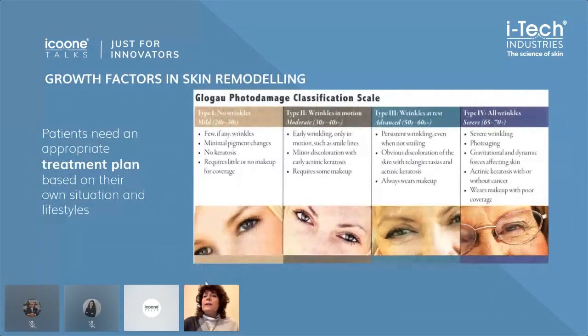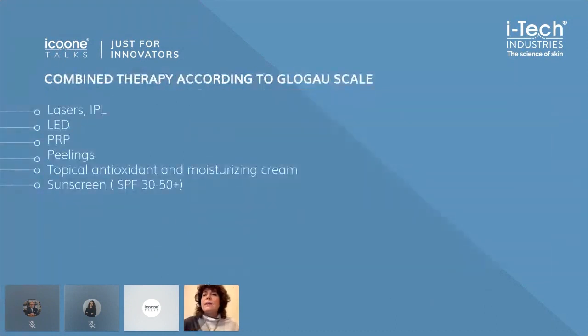Obviously, each patient needs an appropriate treatment plan based on their own situation and lifestyle according to the GLOGO scale. Combined therapies for skin aging and laxity include lasers and IPL technologies, LED devices, and injection of PRP, platelet-rich plasma, or fillers, and so on, like peelings, topical antioxidants.